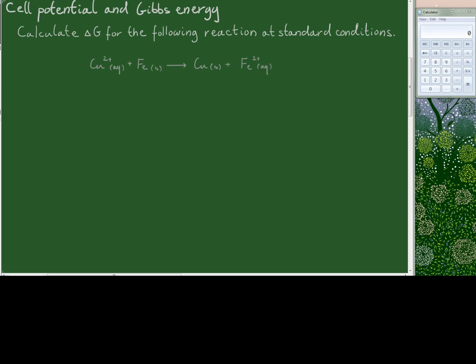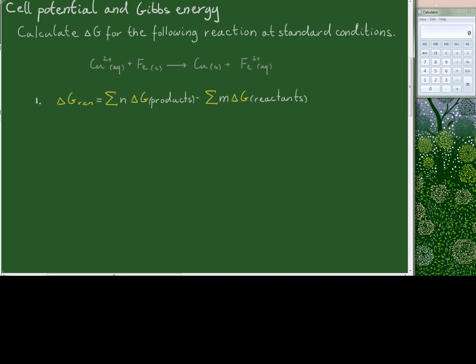I have one copper on the left, one copper on the right, one iron on the left, one iron on the right, and two positive charges on the left and two positive charges on the right. That means that stoichiometry alone will not help me this time. So now I need to think about the ways in which I can calculate delta G.